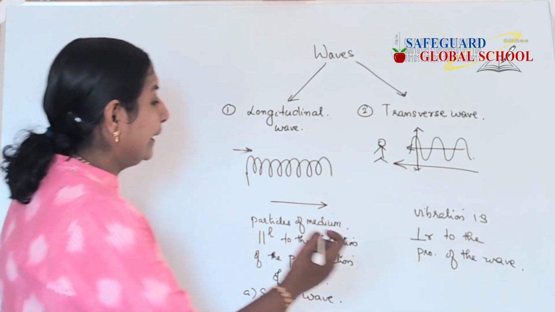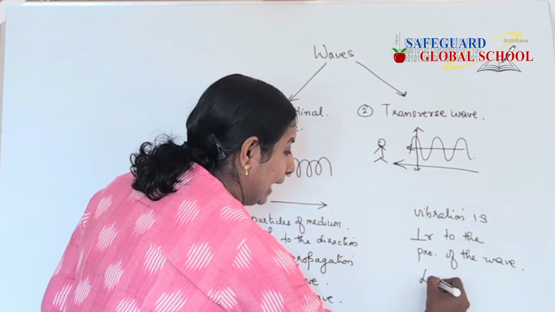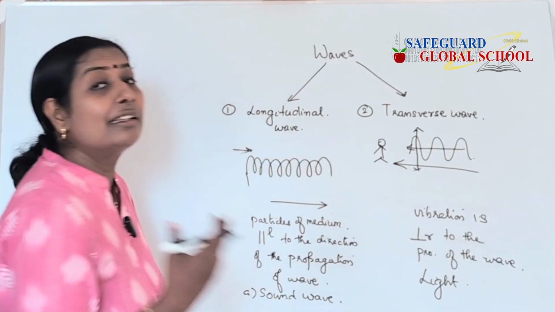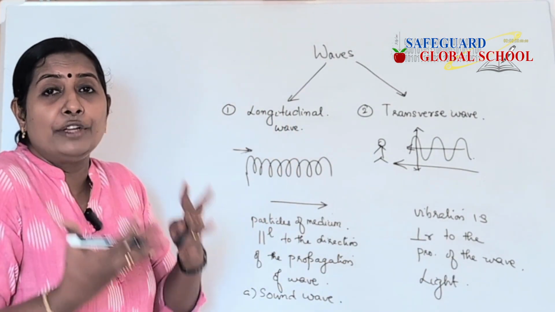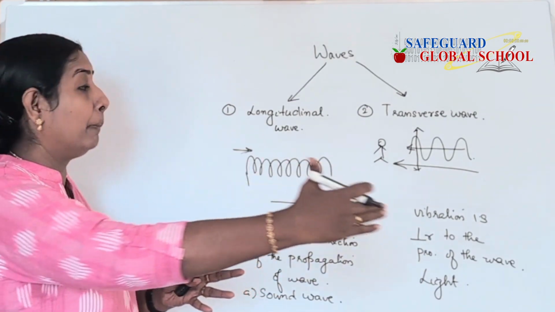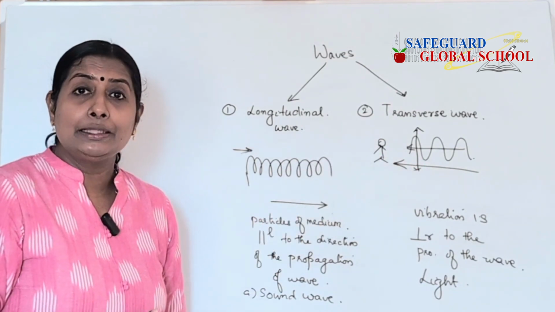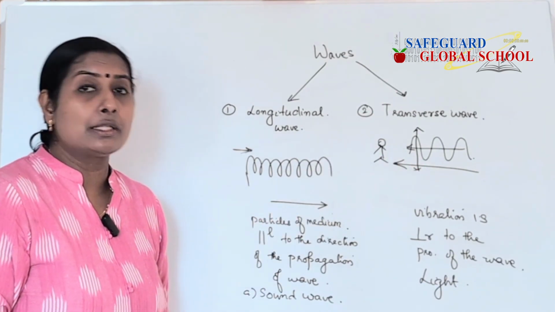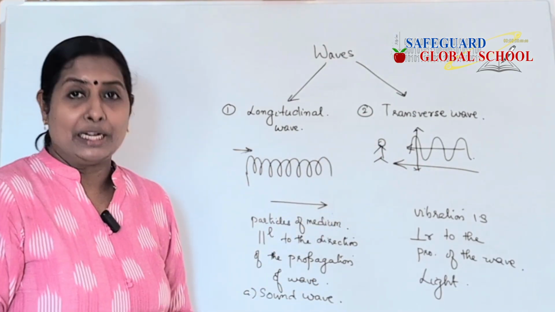The example of a transverse wave is light, because light consists of electric and magnetic fields which are vibrating perpendicular to the direction of propagation of the wave. Another example is ripples in water, waves in a sea. These are all examples of transverse waves.